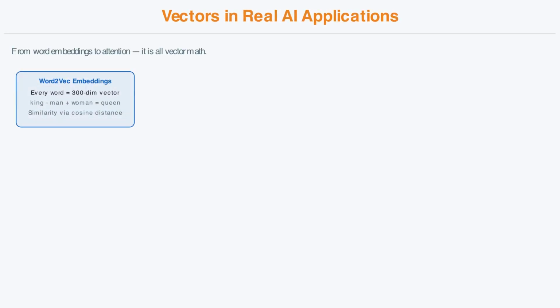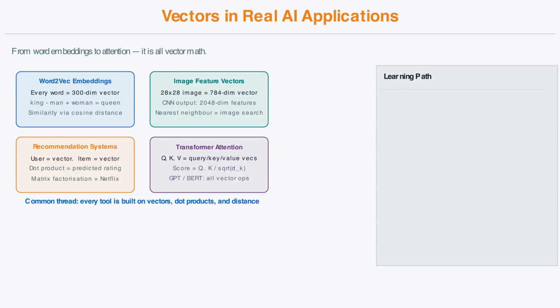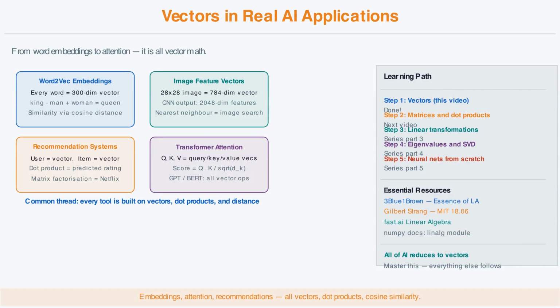Every major breakthrough in AI over the last decade is, at its core, a clever use of vectors. Word2Vec and GloVe train word embeddings, dense vectors where the geometry encodes semantic meaning. Cosine distance between embedding vectors measures word similarity. The famous analogy arithmetic works because meaning is encoded linearly in vector space. Image recognition uses convolutional neural networks to convert images into feature vectors. Two similar images produce vectors that are close in feature space. Image search, face recognition, and content recommendation all rely on finding the nearest vectors in a massive database.